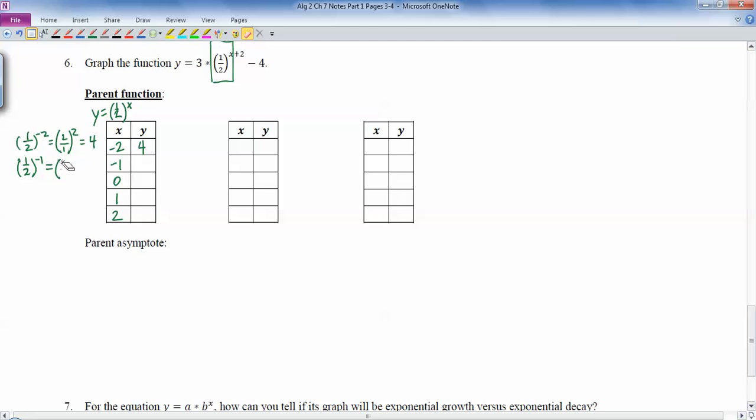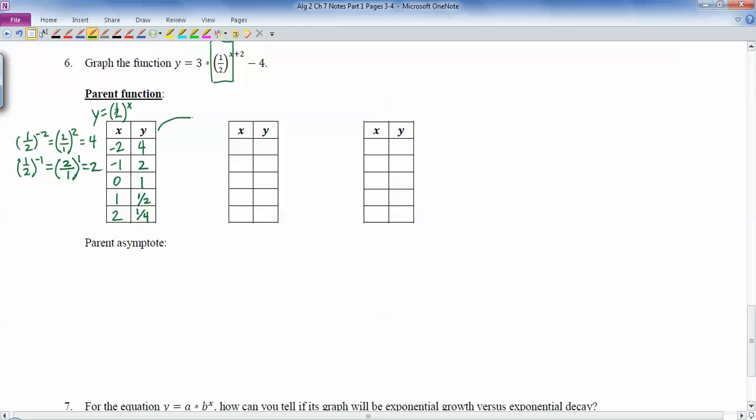That is brutal. 2/1 to the first, which is 2. 1/2 to the 0 is just 1, because anything to the 0 is 1. 1/2 to the first is 1/2. And 1/2 squared is 1/4.